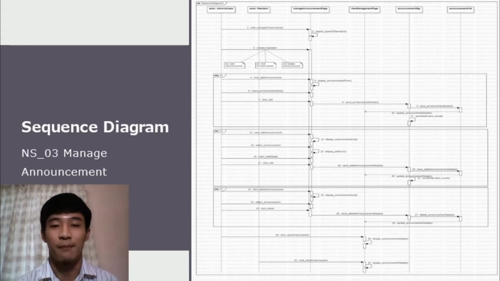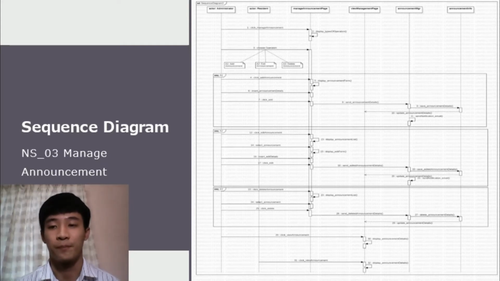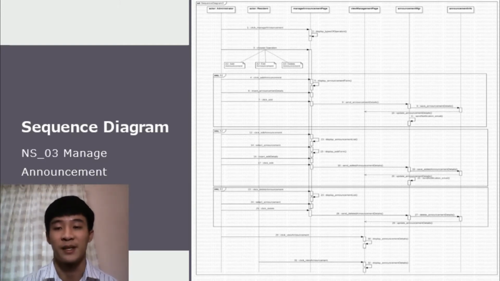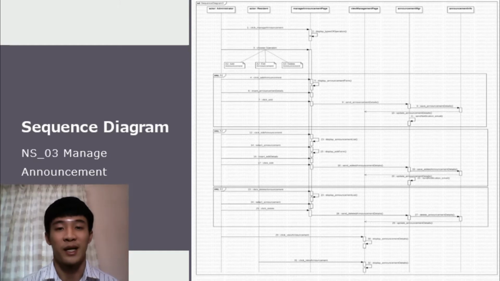Once they click the add button, the manage announcement page will send the announcement details to the announce manager, and then it will save the announcement details into the announce info. Then the info will update the announcement details at the view management page by sending a reply message, and the manager will send a notification by email to the residents.